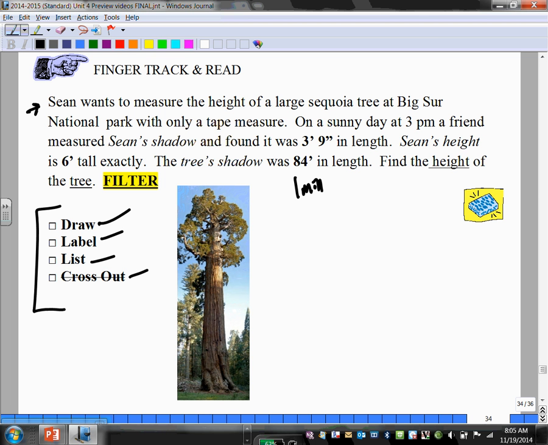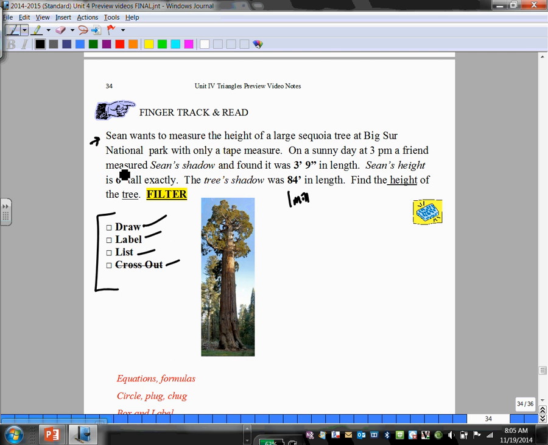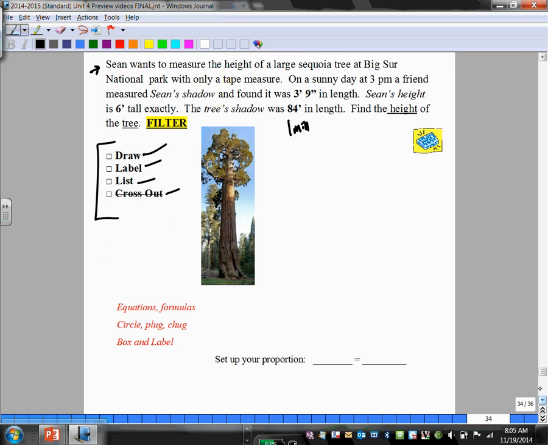Ready? Let's see how you interpreted this. You should have right here a tree, and it's a big tree, a sequoia tree. And as we do this, we are going to cross stuff out. So there's our sequoia tree. This is what I mean by cross out.